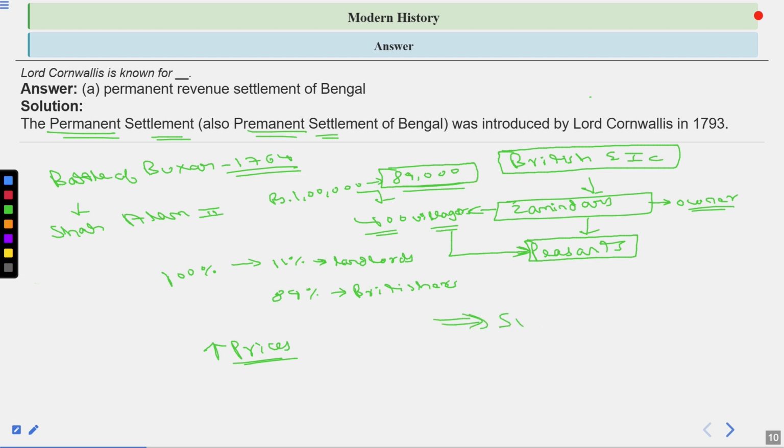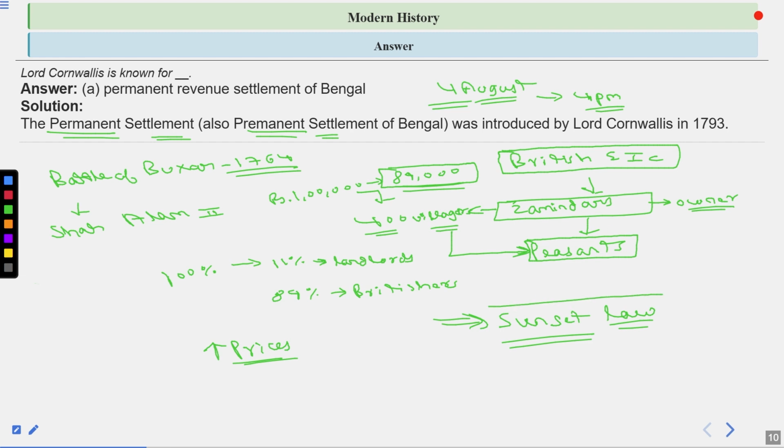And finally, the sunset law. What was the sunset law? If any zamindar failed to give the rent to the British East India Company on the date which is decided, for example, if 4 August is the date on which the zamindar is required to pay the taxes to the company, and up to 4 p.m. on 4 August the zamindar is unable to give the rent or the tax, then the company will auction his zamindari or his property.